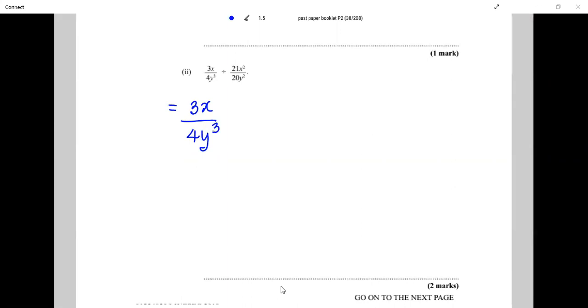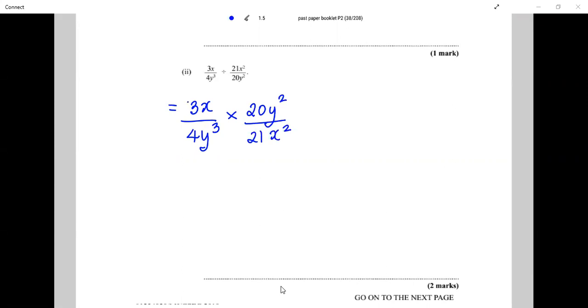How do we divide by a fraction? We change the division sign to multiplication and invert. So we have 20y squared divided by 21x squared. So now let's cancel.